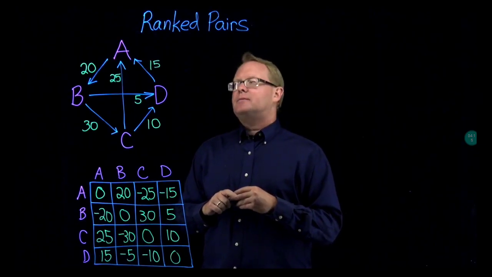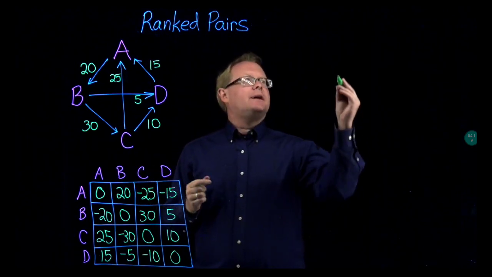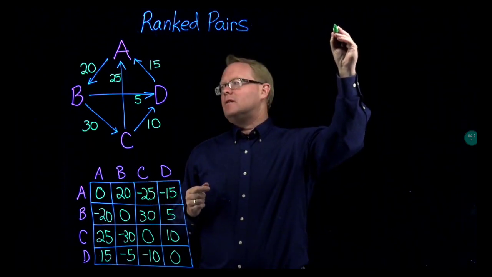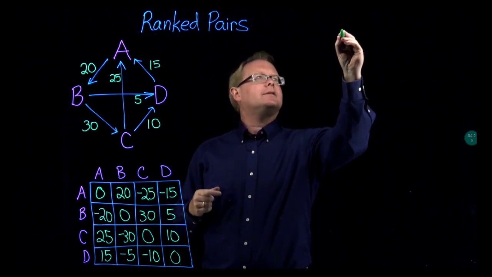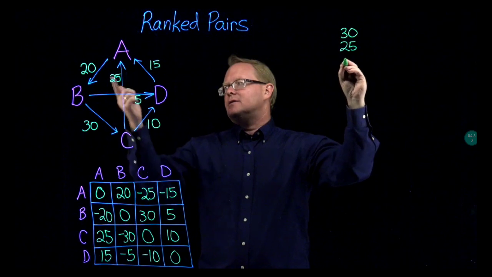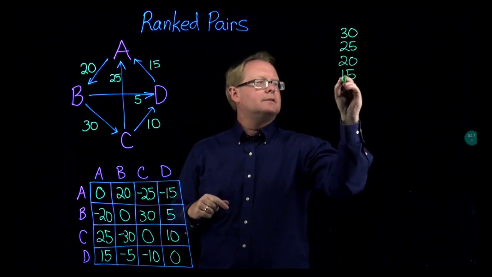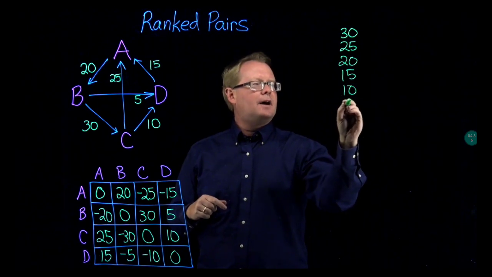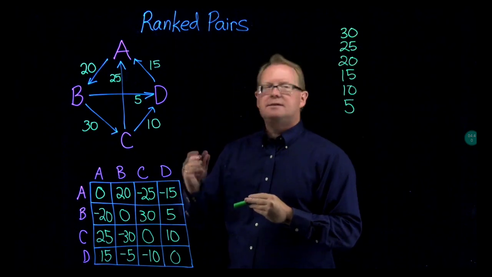Okay, so the way ranked pairs works is you take all these green numbers here and you rank them based on the largest first. So the largest number, I believe, is a 30, right? And the second largest is a 25. So I can do 30, 25. Then the next largest number is a 20, and then a 15, then a 10, and then a 5, which conveniently I've made all multiples of 5 just for simplicity.